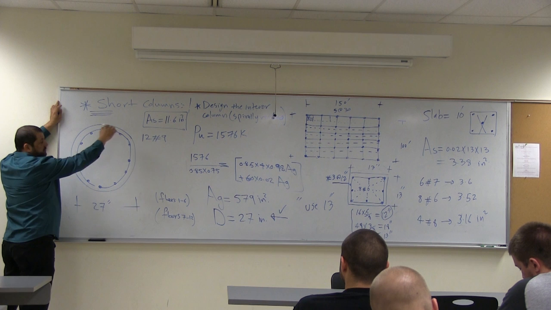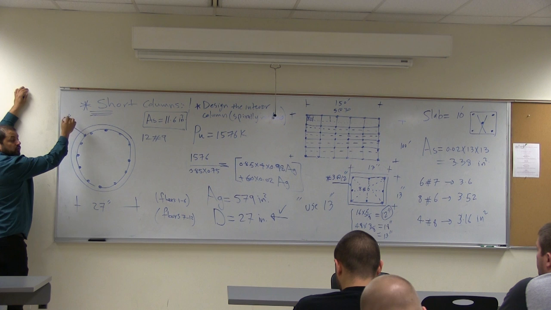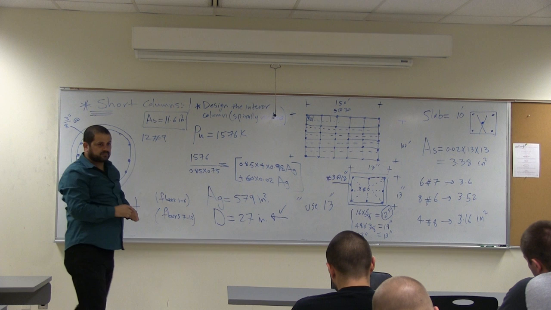What's this guy? 3/8 spiral, right? 3/8 of an inch, smooth spiral, not deformed. Okay, at what spacing? It can be anything, right?